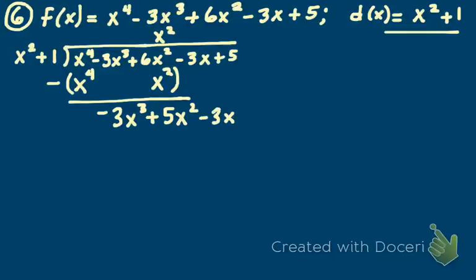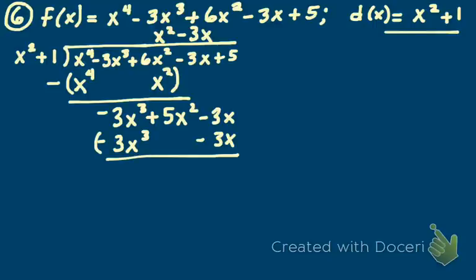And I go again. I ask myself, what would I multiply x squared in the x squared plus 1 by to get negative 3x cubed? Well, that would be minus 3x. So again, I write that right behind the first term I wrote at the top, and my answer is forming as we go. We distribute that negative 3x to x squared plus 1, and we get negative 3x cubed, and then negative 3x times 1 is negative 3x. Again, I make sure I line it up with its matching term.